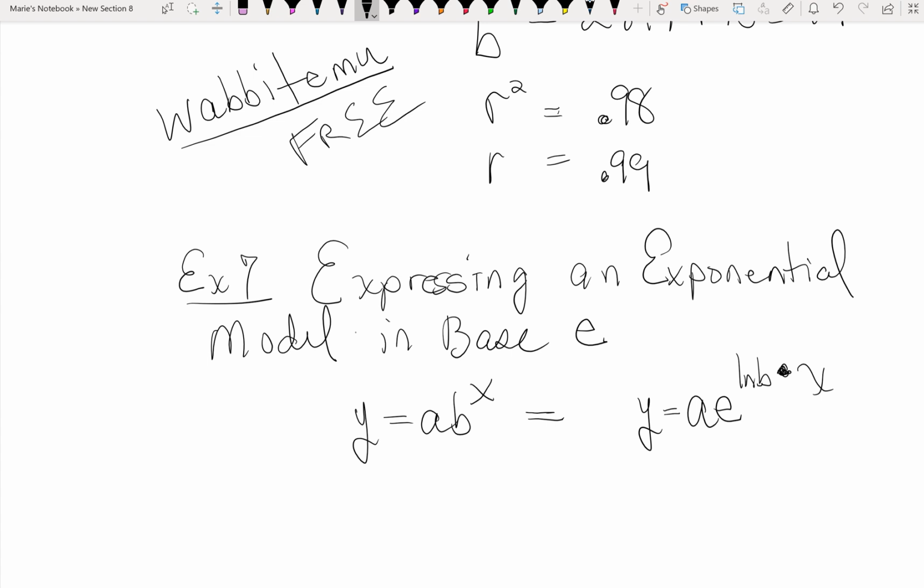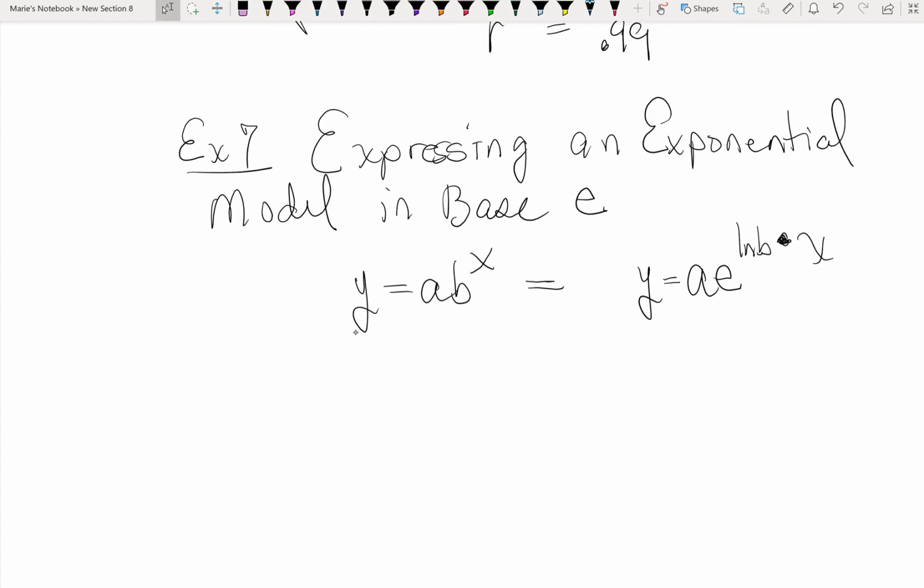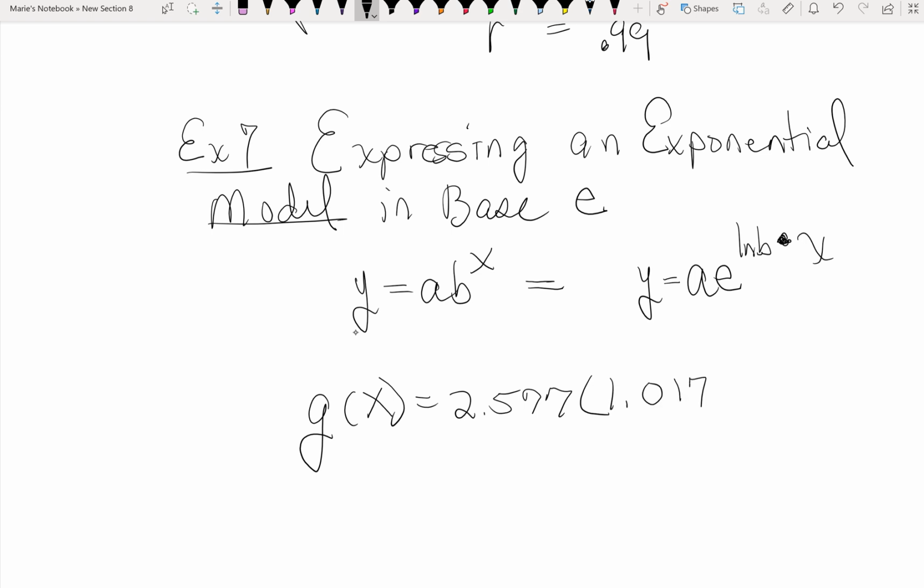All right, and so they start you with that. They do give you a model here. They tell you in this example that g of x as a model is equal to 2.577 times 1.017 raised to the x. And so in this case, they want us to rewrite it as a function with base e.